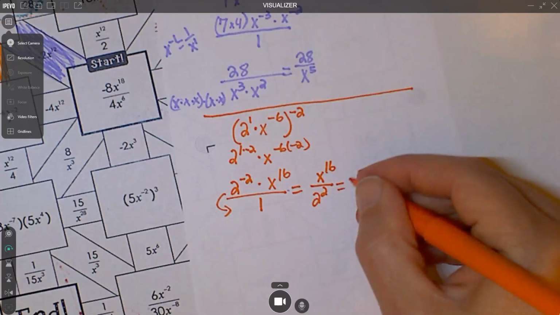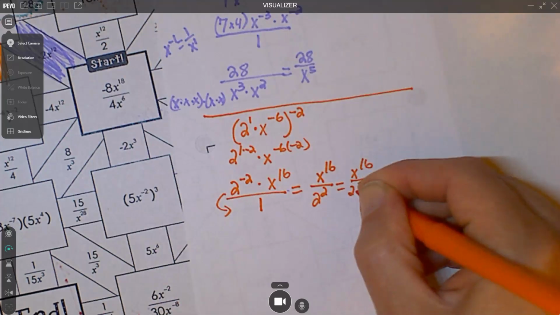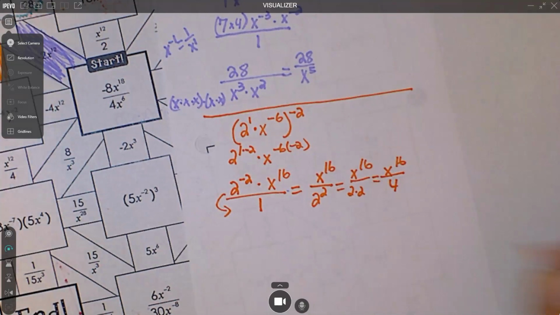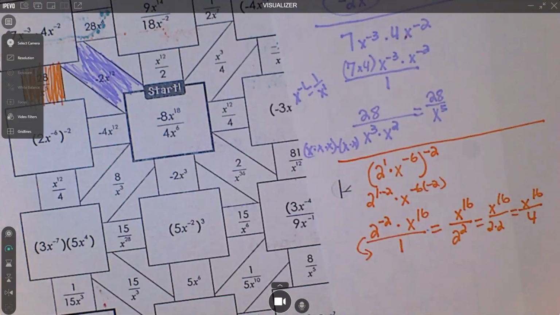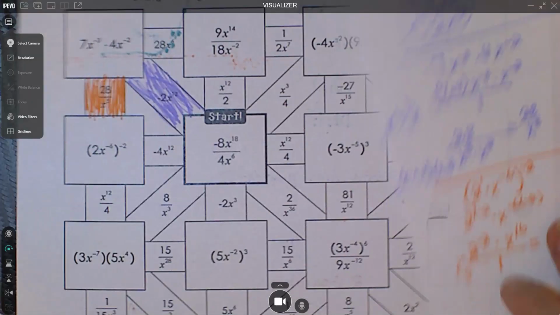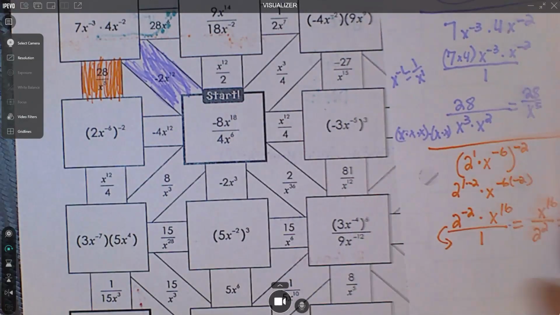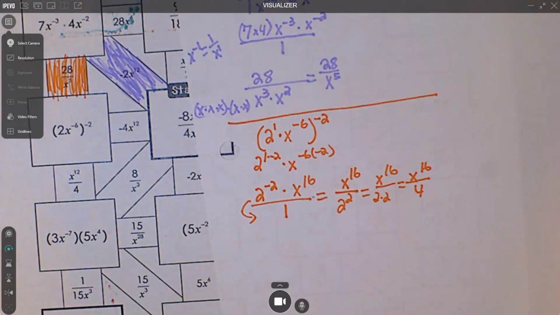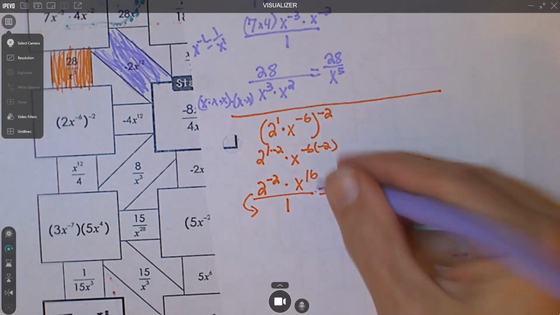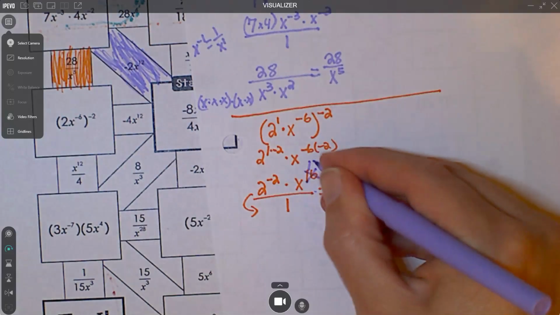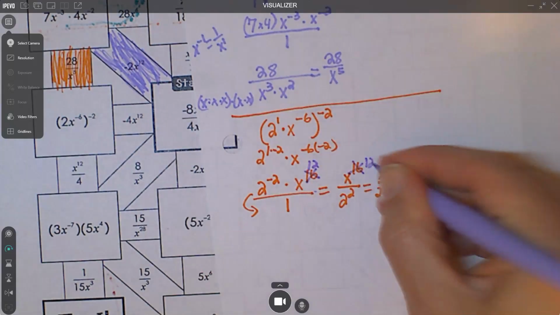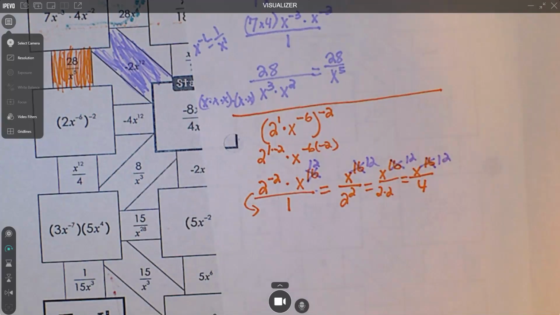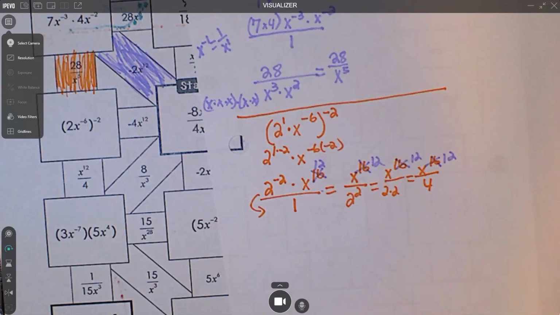And then x to the 12th over 2 times 2. So x to the 12th over 4.